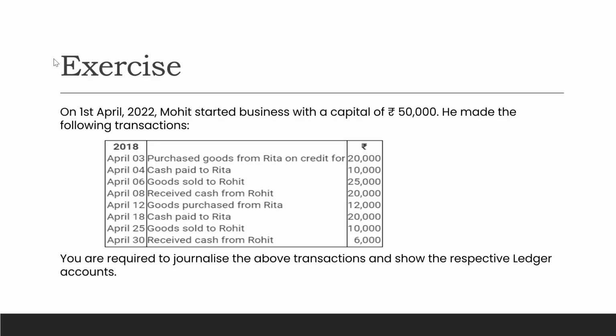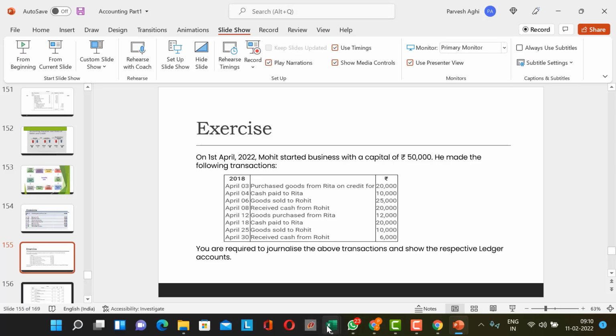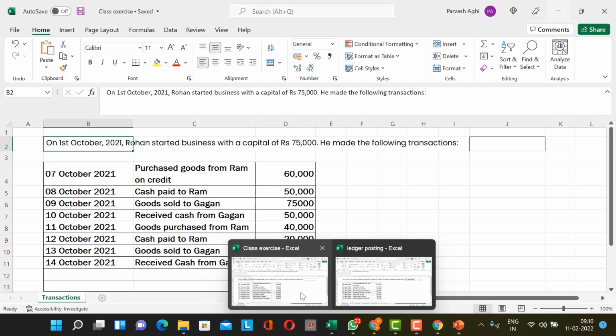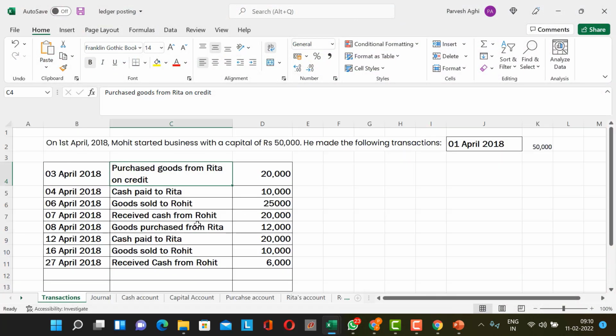So basically, this is an exercise which I have just put on an Excel sheet. So you can just open the Excel sheet also at the same time. There are two Excel files, so the ledger posting file. Okay, so this is basically the transaction. So this is 2018, not 2022. So on 1st April 2018, Mohit started business with a capital of 50,000. He made the following transactions. So these are the transactions. Can you see the transactions?